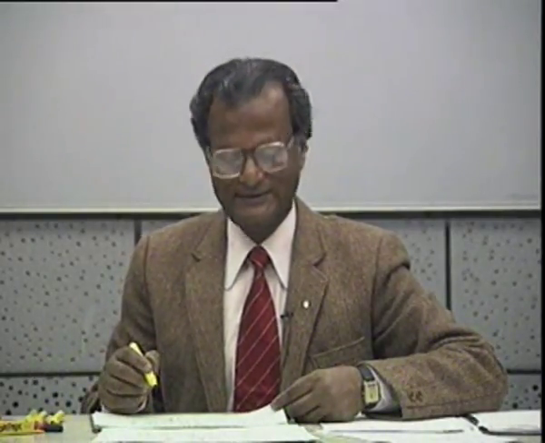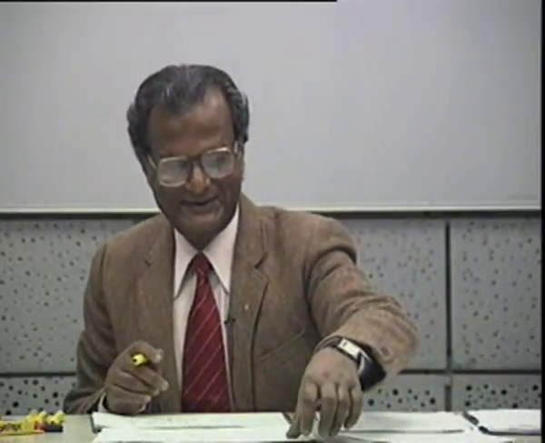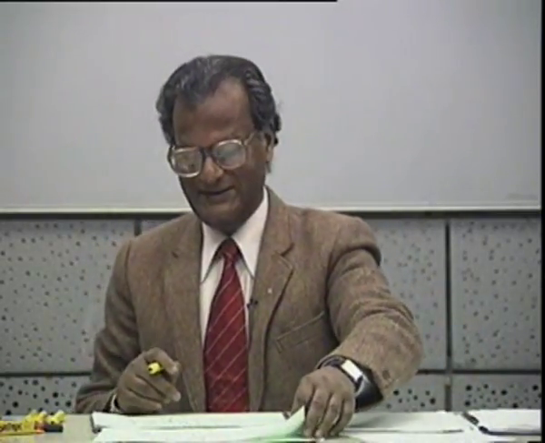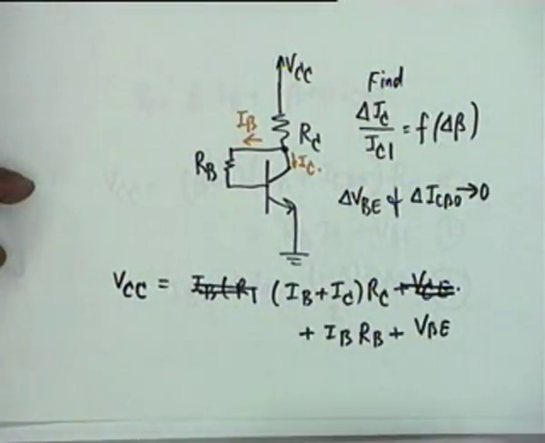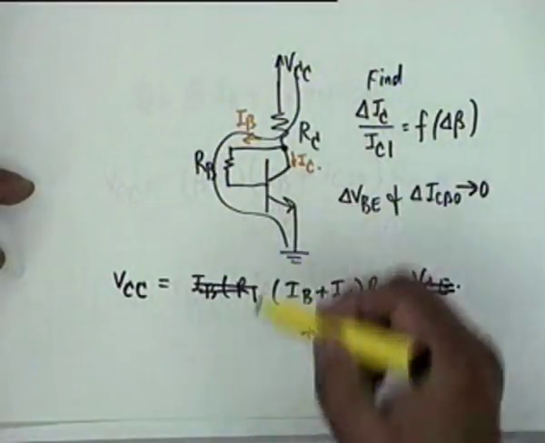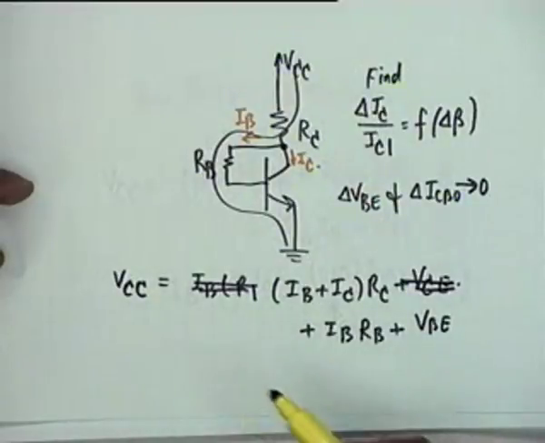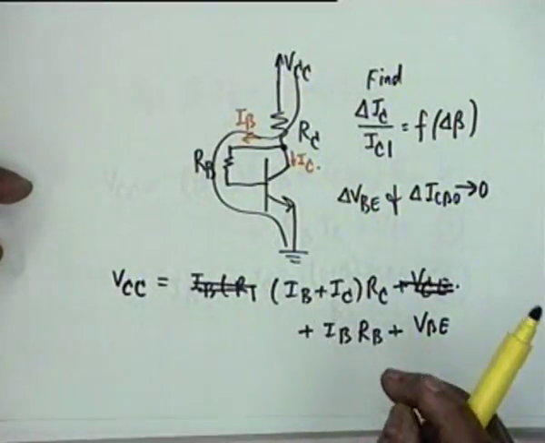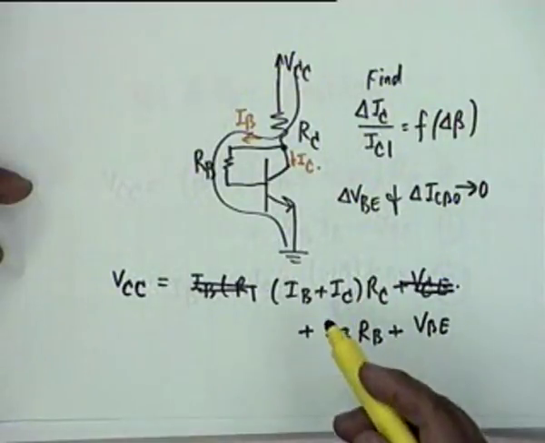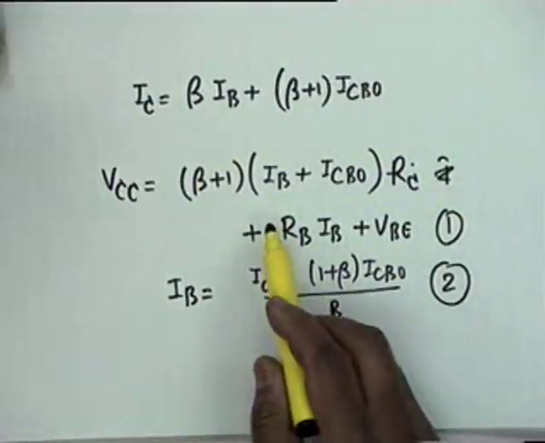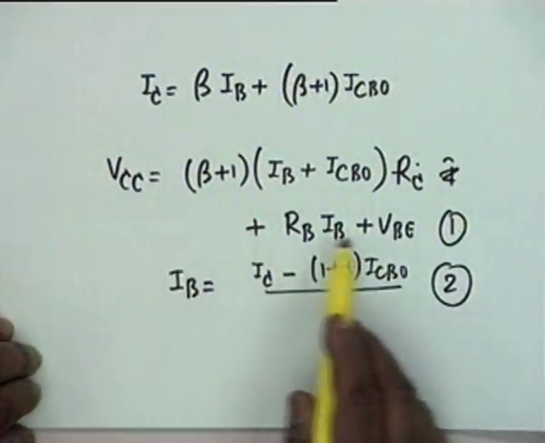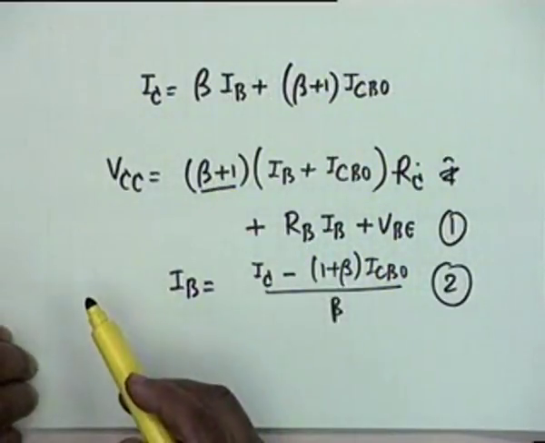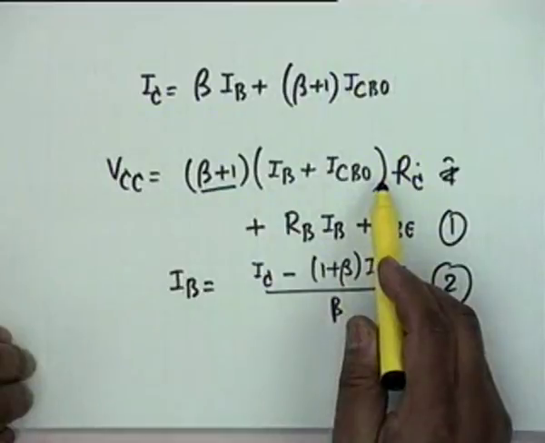Have I gone too fast on this? Well, I did. What I did was, I didn't write a KVL around this loop. I wrote a KVL like this. And in this I substituted I sub C equal to beta IB plus beta plus 1 ICBO. Then the expression becomes this. Interesting expression, because beta plus 1 comes as a factor of IB as well as ICBO.